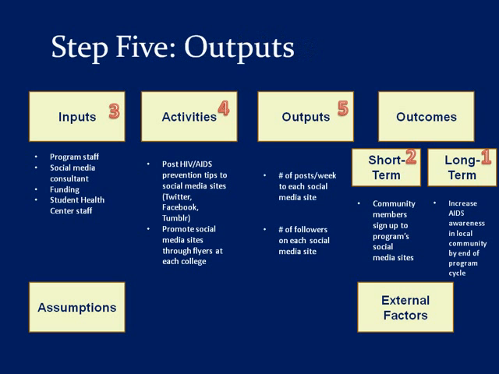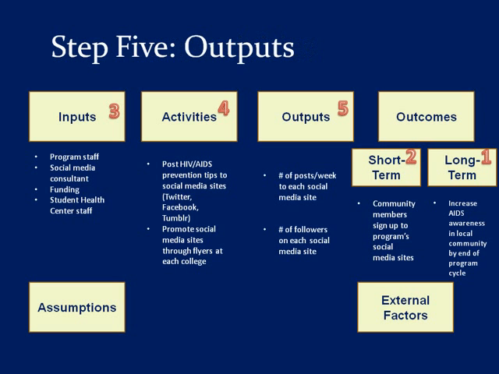After your activities are your outputs. Every activity should have at least one output, because remember, these are the quick checks that you have in place to make sure your program's running as it's intended. So for posting these prevention tips, we want to keep track of how many posts each week we're making to each social media site. And if we're promoting our social media site, we want to know how many people are signing up, how many people are following us on these social media sites.